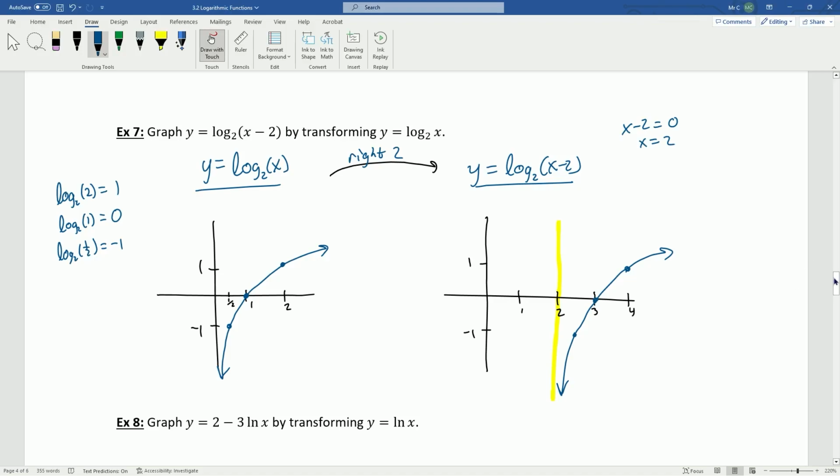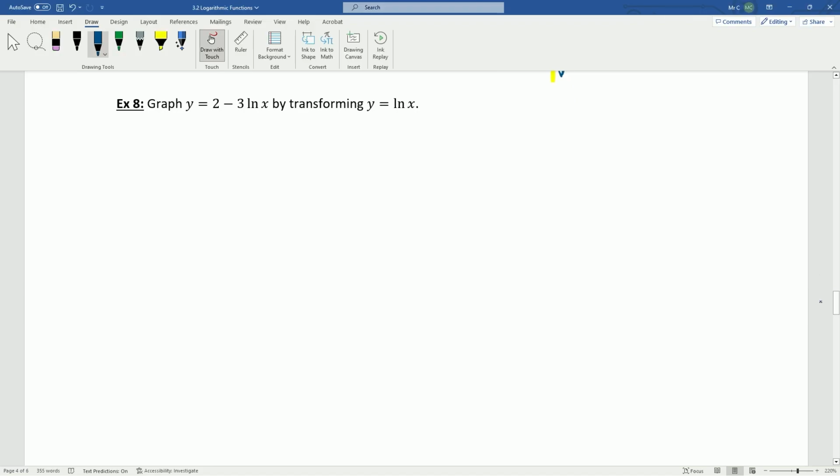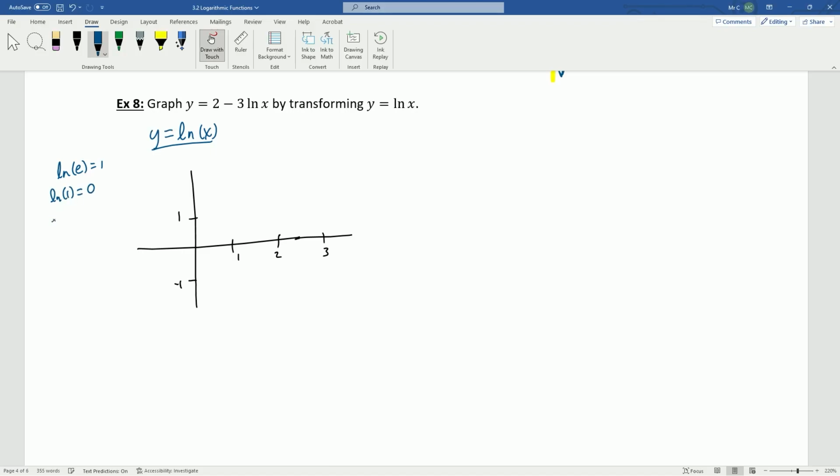Okay, so let's go ahead and move on to this next example. Graph y equals 2 minus 3 ln of x by transforming y equals ln of x. So again, as always, we're going to start by graphing the 3 key points. Question is, what are those key points? Well, remember the natural log is base e. So in this case, ln of e equals 1. Ln of 1 equals 0. And ln of 1 over e equals negative 1.